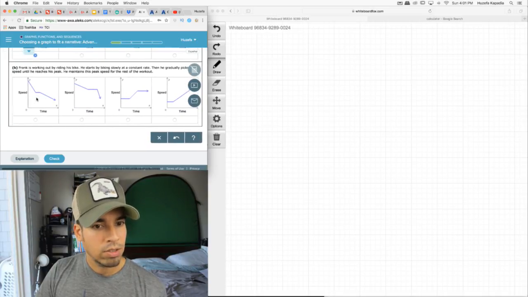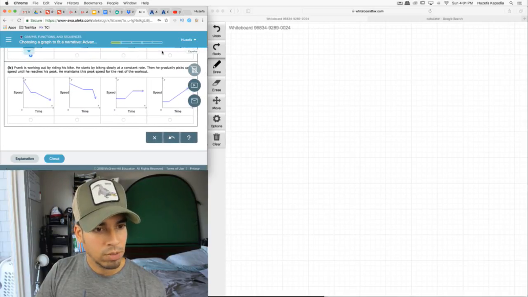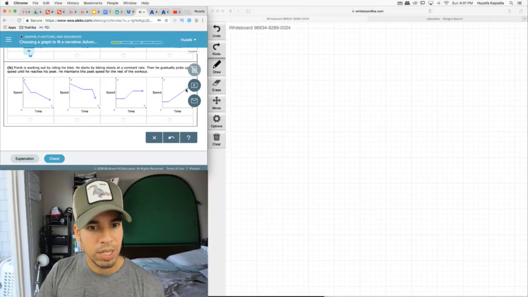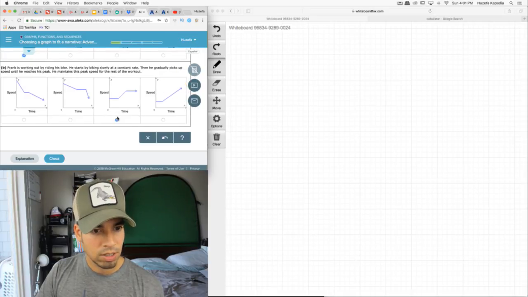I like that. Next, Frank is working out by riding his bike. He starts by biking slowly. So first his speed is slow, not really high like this, so one of these two. Then he gradually starts picking up his speed. I like this, until he reaches his peak. Then he maintains his peak speed for the rest of the workout, and this makes sense. This one is almost good, except there's no peak where he maintains it, so it's this one.